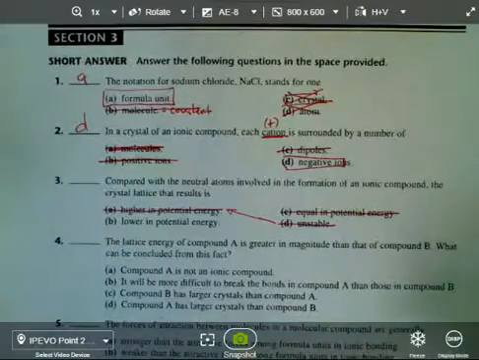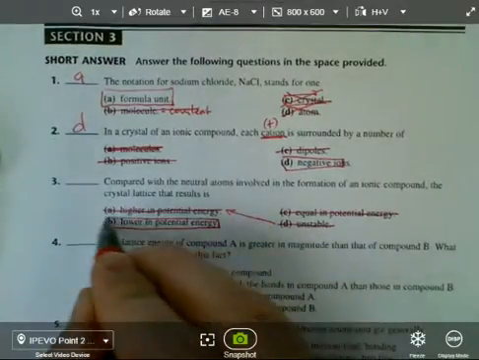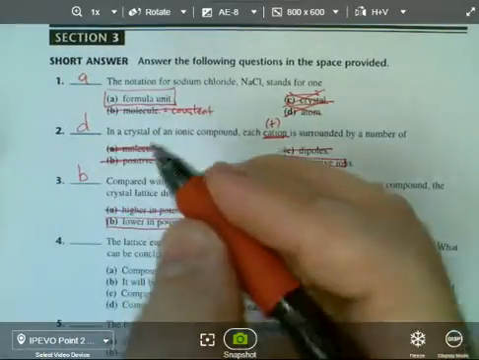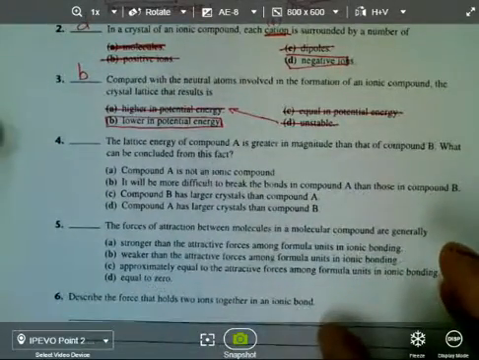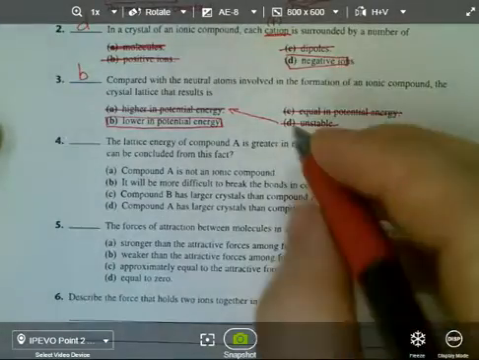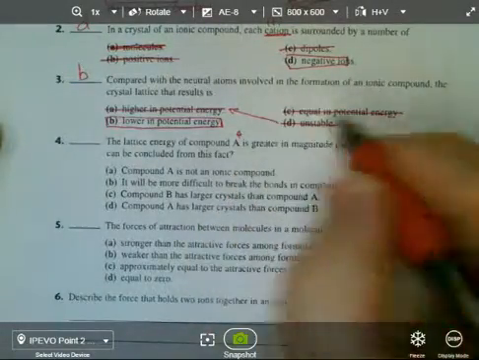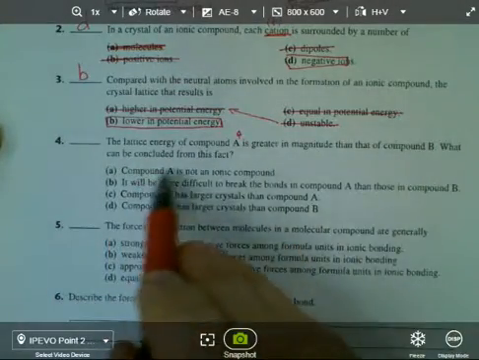It doesn't favor high potential energy arrangements. It favors low potential energy arrangements. So that'd be B. Number 4. The lattice energy of compound A is greater in magnitude than that of compound B. What can be concluded from this fact?